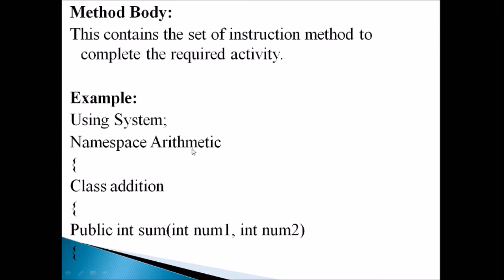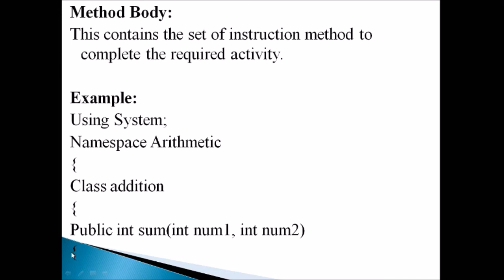Here Arithmetic is the name of the namespace. And then class Addition. Addition is the class name. After the class declaration, there is an open curly brace. And after that, there is a statement: public int sum, int num1 comma int num2. So this is the method declaration. Public is the access specifier. Int is the return type. Sum is the method name, and these two are the parameter list.